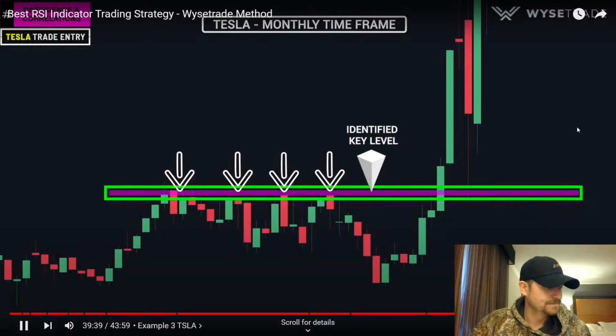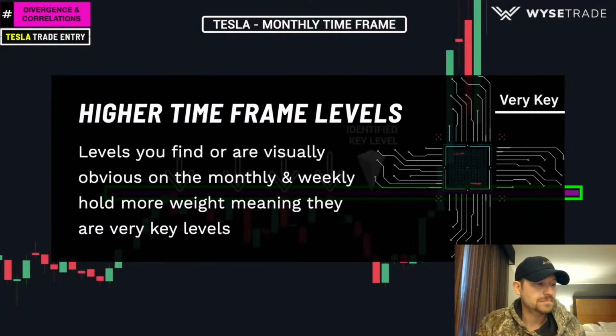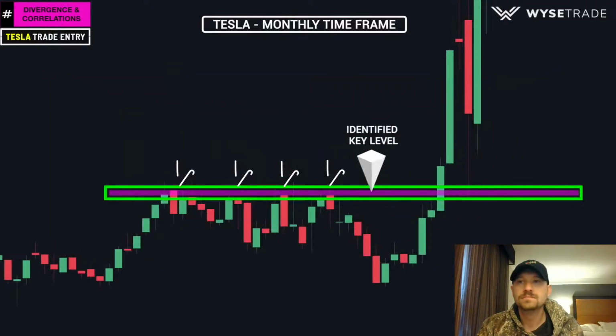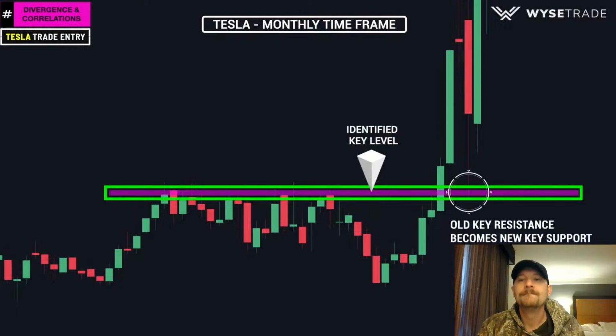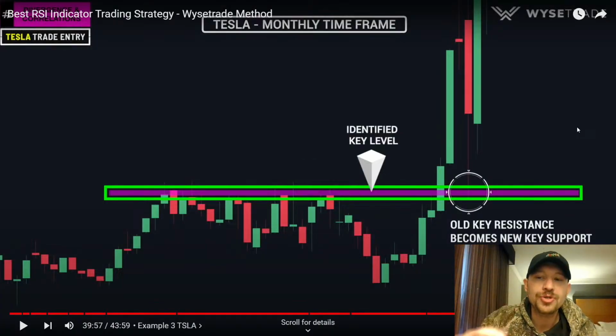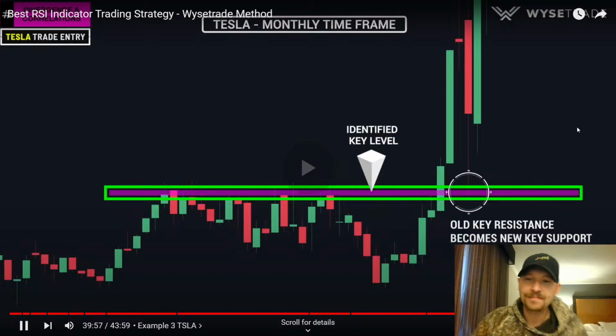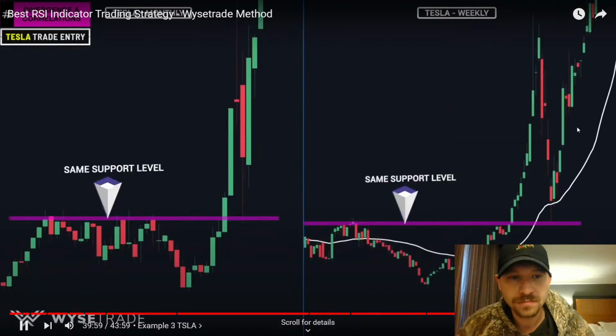If you watched our past videos, you would know that what is visually obvious on the higher time frames, such as the weekly and monthly, are very, very key levels. So price then finally broke through, and old resistance becomes new support. So let's pull up the weekly, which is where we found old resistance becomes new support. We say that all the time. Price action on. So same key level.